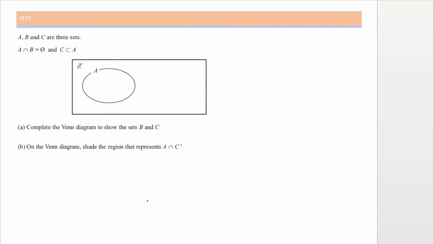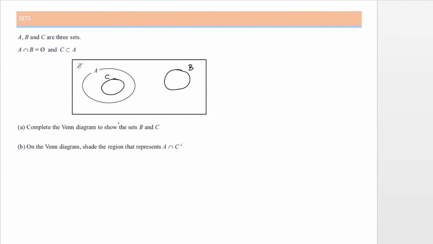Another non-numeric example here. 3 sets A, B and C. We're told that A and B don't intersect because the intersection is the empty set. So B is out here somewhere. It could be drawn anywhere, it could be any size you want, so long as it does not overlap with A. And C is a subset of A.